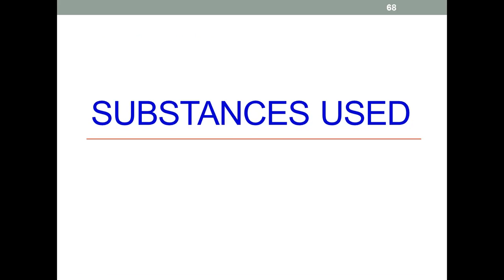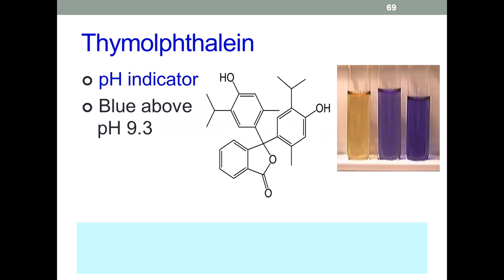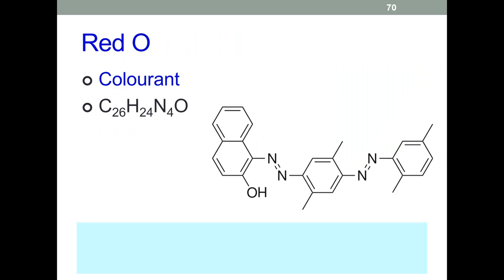So, substances used. We used a pH indicator, thymolphthalein, which is blue above a reasonably high pH and then tends to yellow or colourless as the pH falls. We used a colorant to dye the nitrobenzene droplets, otherwise they wouldn't be visible. This is Red Oil O, which is an azo dye. It's called an azo dye because of the nitrogen-nitrogen bonds which link together aromatic rings. These produce some very nice colours.